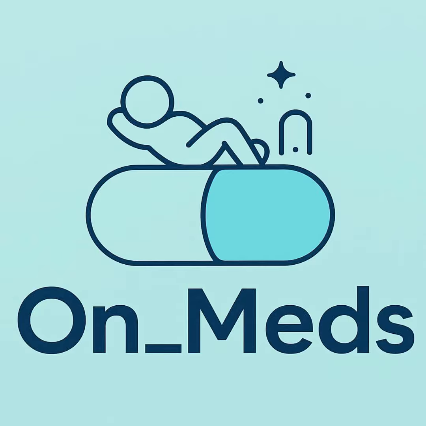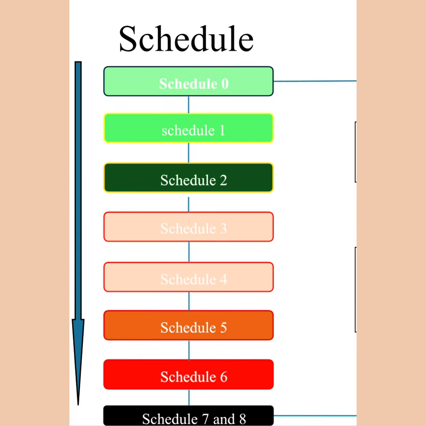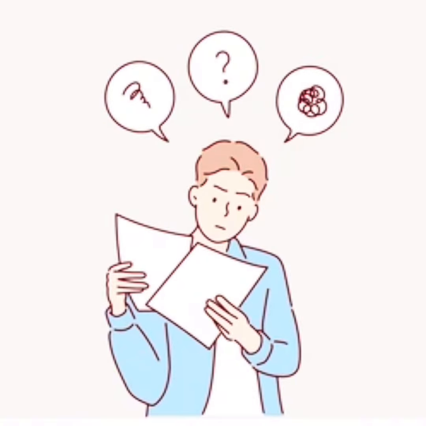So today I'll be doing part 2 of how to interpret your prescription. On part 1, I did a prescription of schedule 0 to schedule 4. So the prescription I did on part 1 applies from schedule 0 to schedule 4 medication. So today I just want to quickly do schedule 5 and schedule 6 medication.